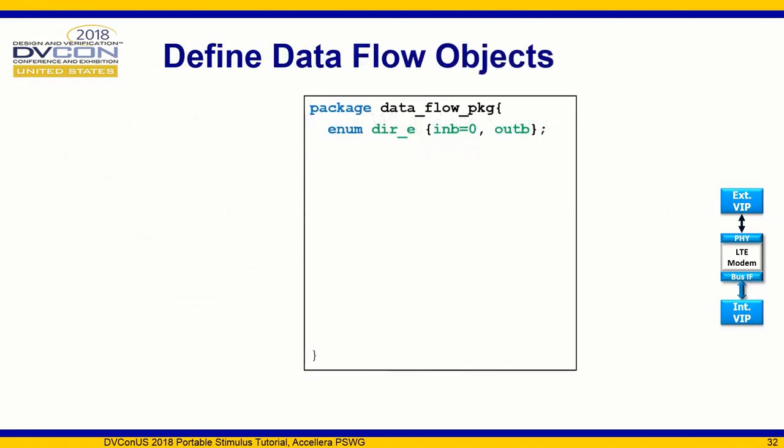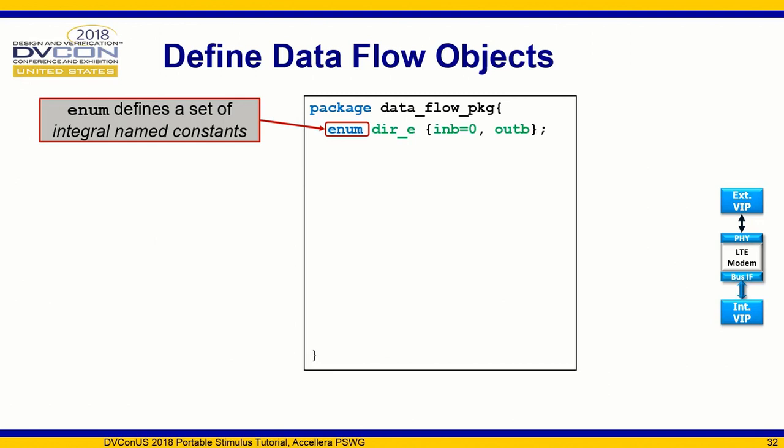All right, so we look at the data flow object. In our data flow package, we're going to define an enum, and we're going to use that to define the direction. So it's either inbound or outbound. We can define enums just like SystemVerilog: we can define explicit values for things in the enum, or it'll just automatically increment them as we go. So inbound is 0, outbound is 1.